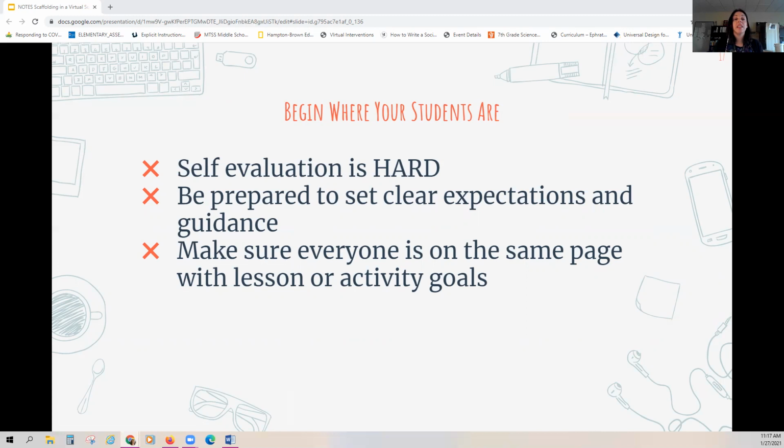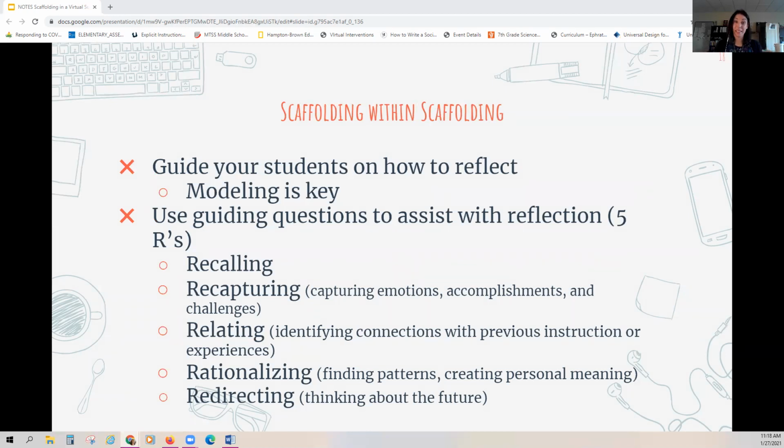You need to be able to set clear expectations and guidance, as I said, as well as making sure that everyone is on the same page with the lesson or activity goals. Not necessarily the content, but the goals. Does everyone understand what you are hoping to achieve by the end of this instruction? That needs to be shared and bought in by all of your students. So as I said, it's like scaffolding within scaffolding. You are going to guide your students on how to reflect. So modeling is key. When you are rolling out reflection pieces and devices, it is important that you are modeling what this looks like, sounds like, all of it, okay?